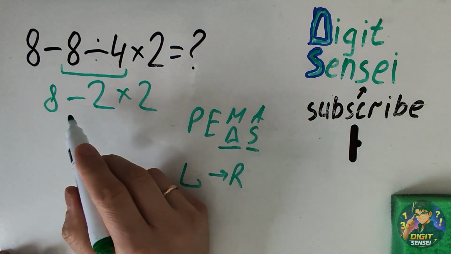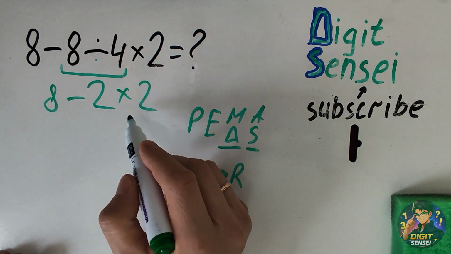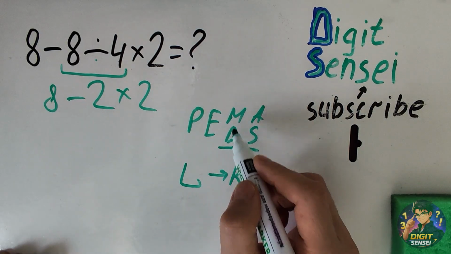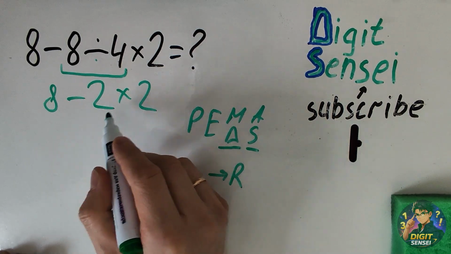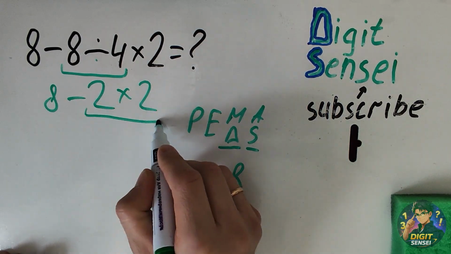Now we have one subtraction and one multiplication. According to the PEMDAS, multiplication has higher priority than subtraction, because multiplication comes before subtraction. So here first we have to do this multiplication. 2 times 2 gives us 4.